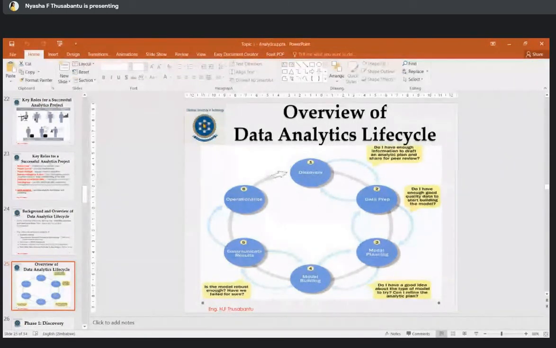What I'm just trying to discover is, do I have enough information to draft an analytic plan? Do I actually know the architecture of this organization? Have I been given the data set that I'm supposed to use? Those are the questions you're asking. And then when you go to the data preparation, if the answer is yes, that I have enough information to draft an analytics plan, is the information good enough? Is the quality of that data good to build a model?